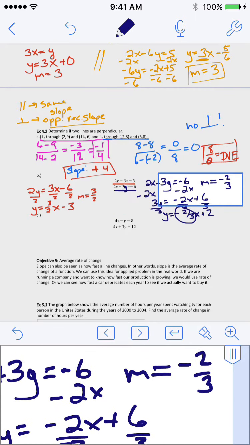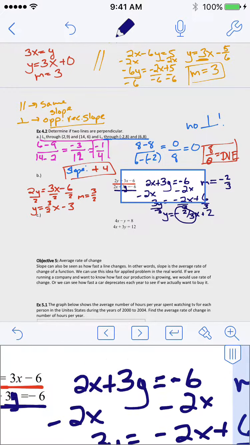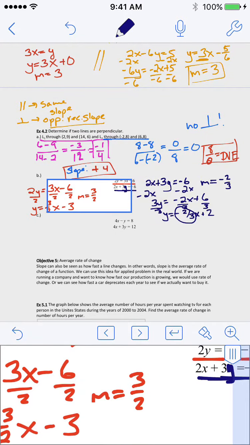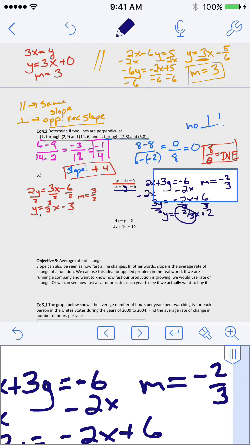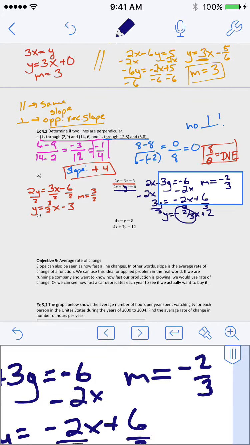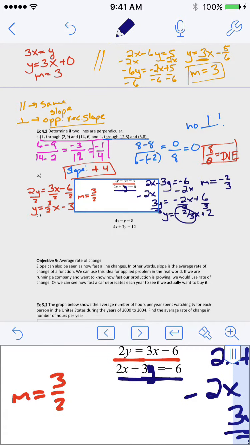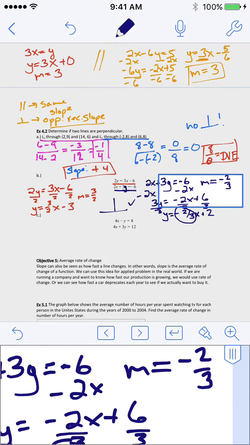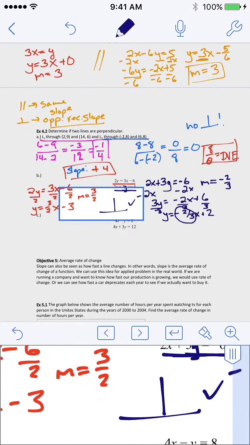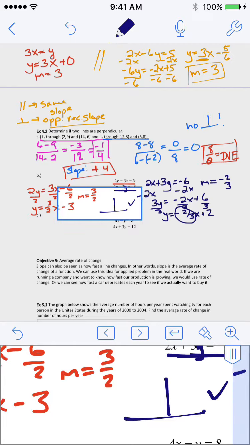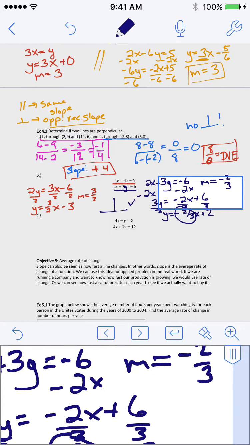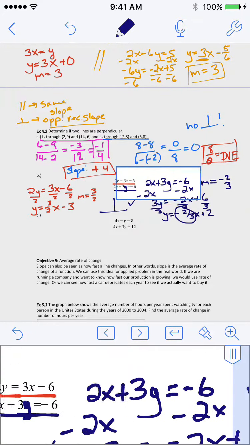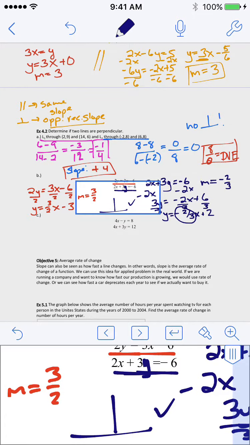Can we conclude that these are perpendicular or not? What do you think? We've got 3/2 and negative 2/3. Well, it's definitely opposite. One's positive, one's negative. And then if we look at the fraction, it's 3/2 and 2/3. These are indeed perpendicular. Check. Now, if that was negative 2/3 and this was positive 2/3, that would not be perpendicular. If this was 3/2 and that was 2/3, that would not be perpendicular. It has to have both the sign change and the reciprocal change.